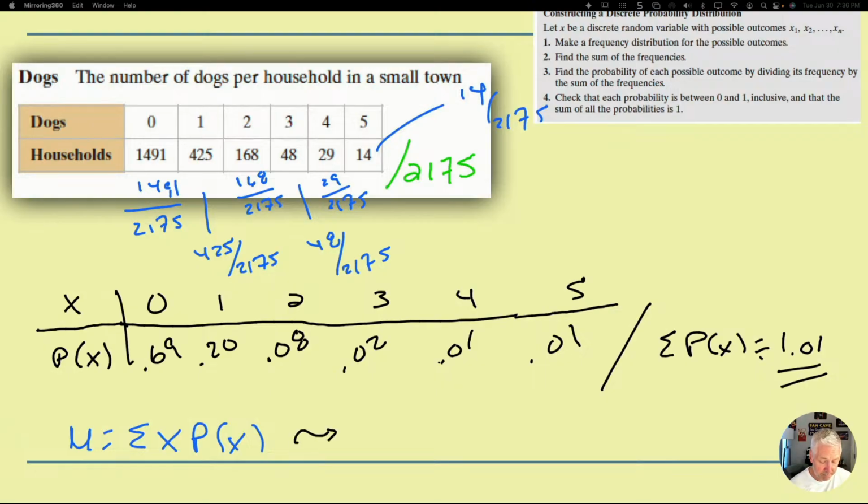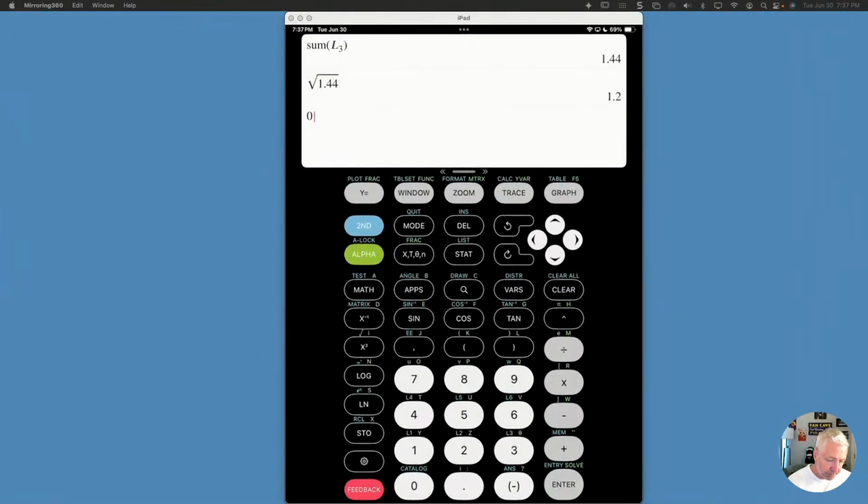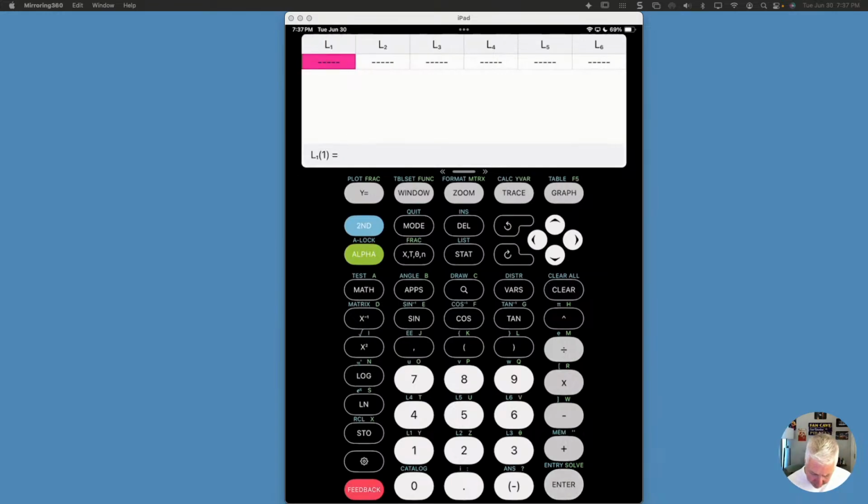in L3, we're going to have the formula L1 times L2. It's going to fill in all my terms, and I'm going to find the sum. So let me back out of this, go here, stat, enter, go up here, clear, enter. Go up here, clear, enter, go up here, clear, enter. Then I've got 0, 1, 2, 3, 4, 5. That's good.